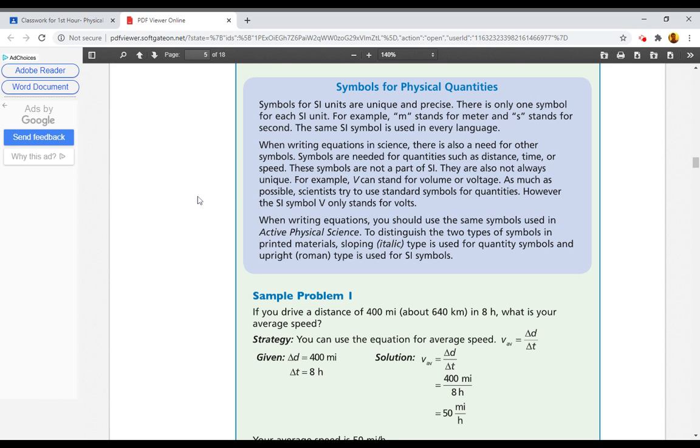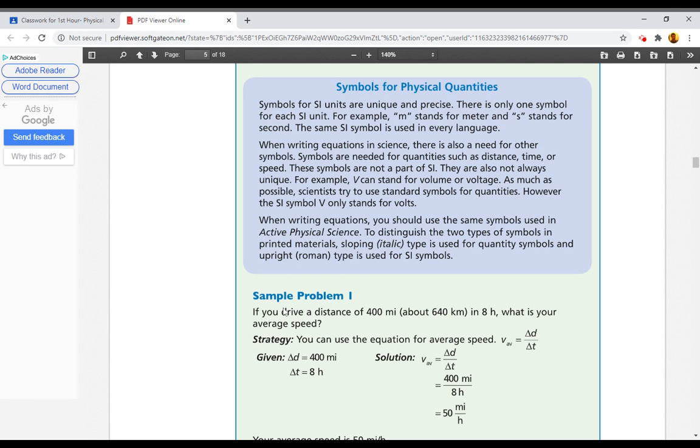As much as possible, scientists try to use standard symbols for quantities. However, the standard symbol V only stands for volts. When writing equations, you should use the same symbols used in Active Physical Science. To distinguish the two types of symbols in printed materials, sloping italic type is used for quantity symbols, and upright or Roman type is used for standard symbols.